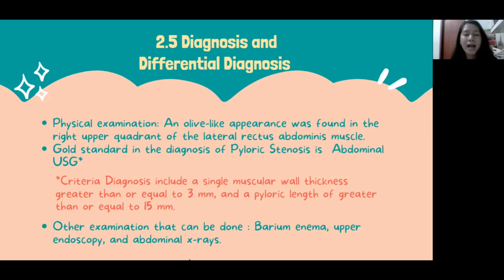Other examinations can also be done if the abdominal USG cannot establish the diagnosis. The first one is the barium enema, which shows the picture of hypertrophic muscles such as the caterpillar sign, beak sign, string sign, and double track sign. Abdominal X-ray can also be used, but its specificity and sensitivity in diagnosing are lower.